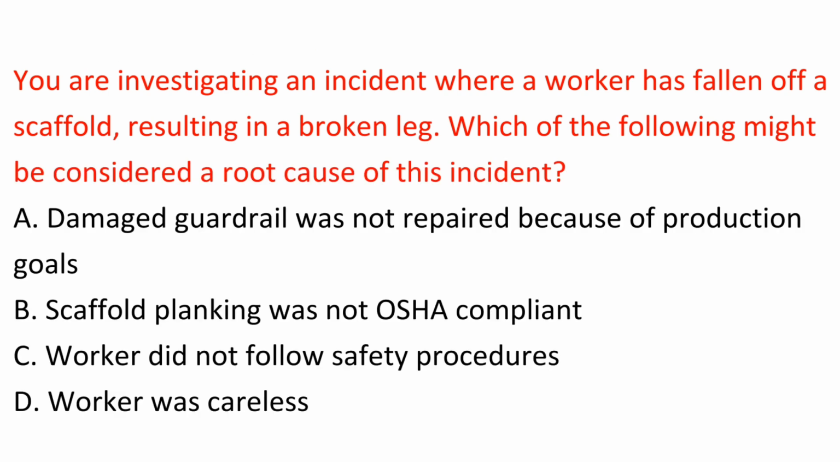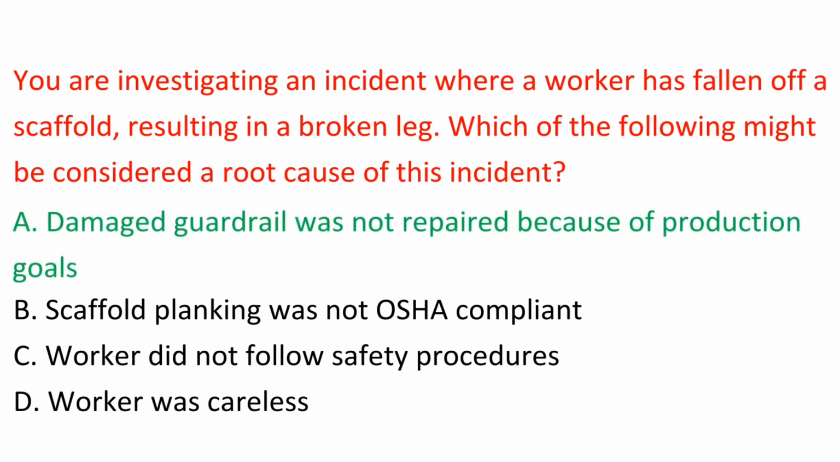Question. You are investigating an incident where a worker has fallen off a scaffold, resulting in a broken leg. Which of the following might be considered a root cause of this incident? A. Damaged guardrail was not repaired because of production goals. B. Scaffold planking was not OSHA compliant. C. Worker did not follow safety procedures. D. Worker was careless. Answer. A. Damaged guardrail was not repaired because of production goals.